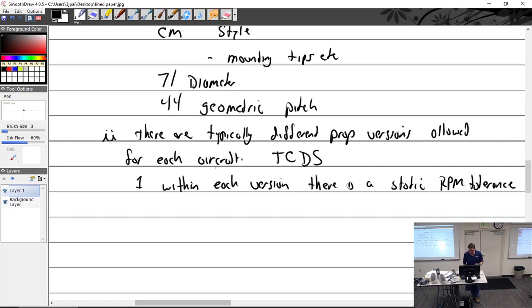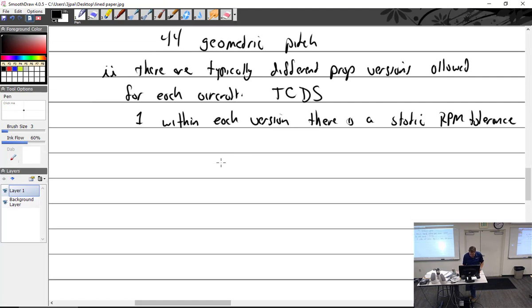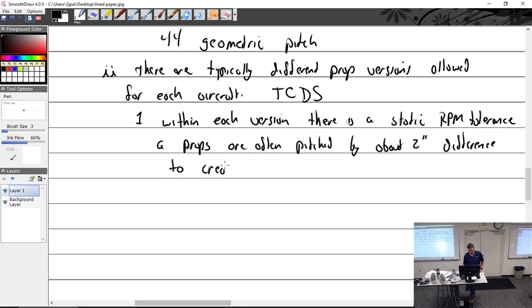Okay, so within each there's a static RPM tolerance. Let's see. Props. Props are often pitched by about 2 inches difference to create 3 possibilities.